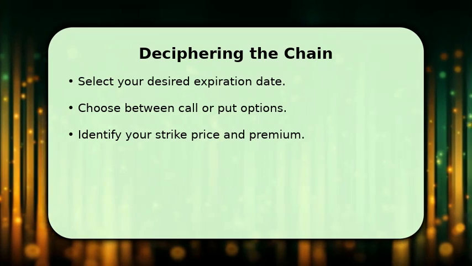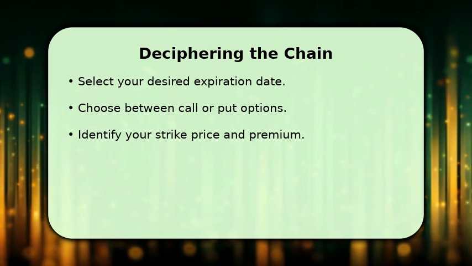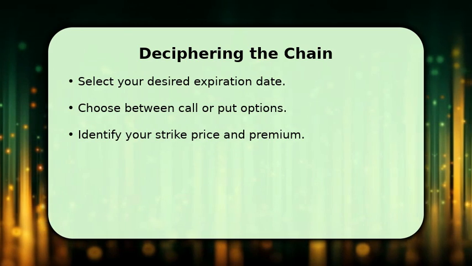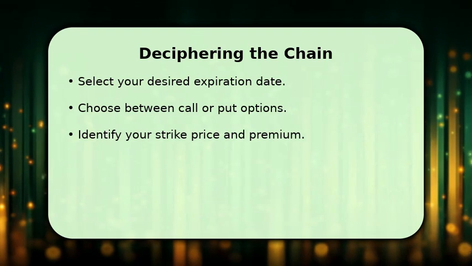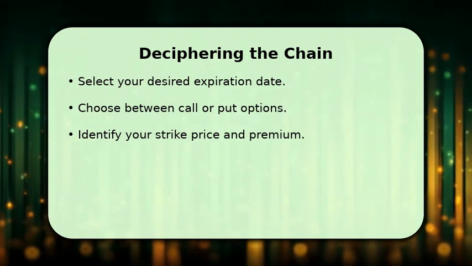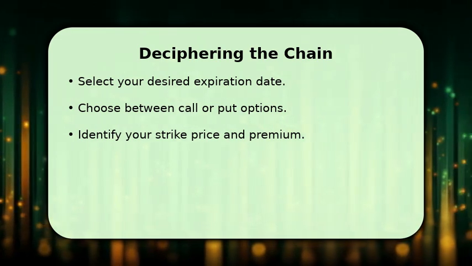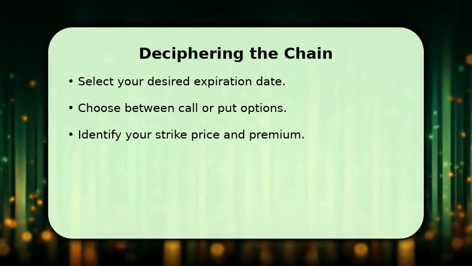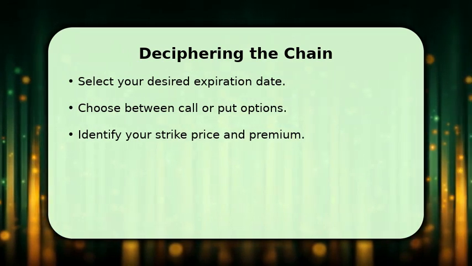Now you are looking at the options chain. Here, you will first need to select your desired expiration date, which determines when the option contract expires. Next, decide whether you want to buy a call option, betting on a price increase, or a put option, betting on a price decrease. Then, identify your preferred strike price and observe the premium, which is the cost of one contract, typically representing 100 shares.